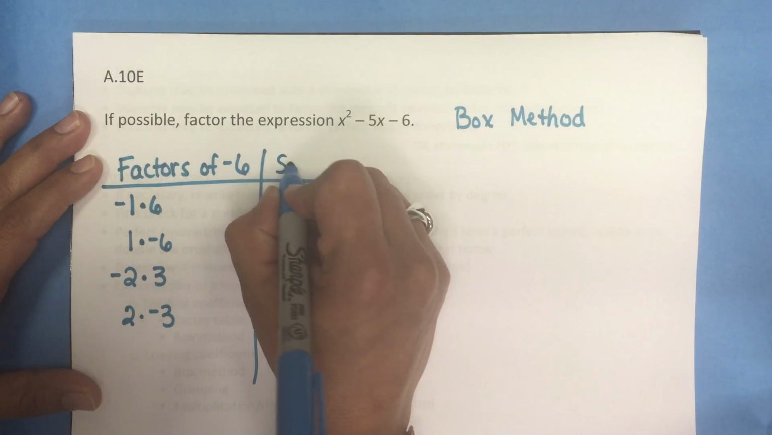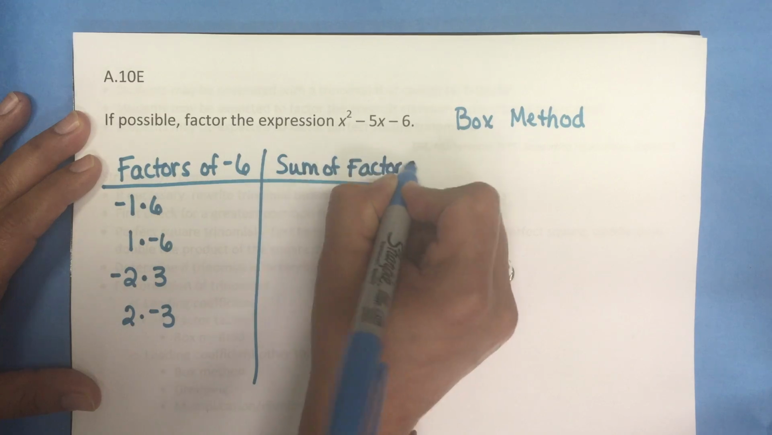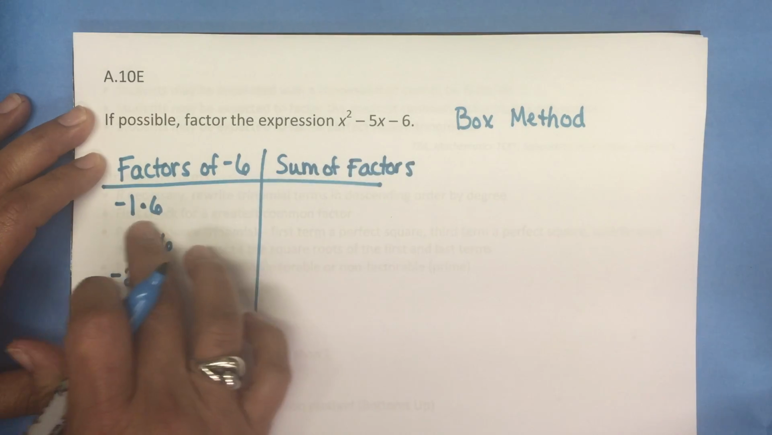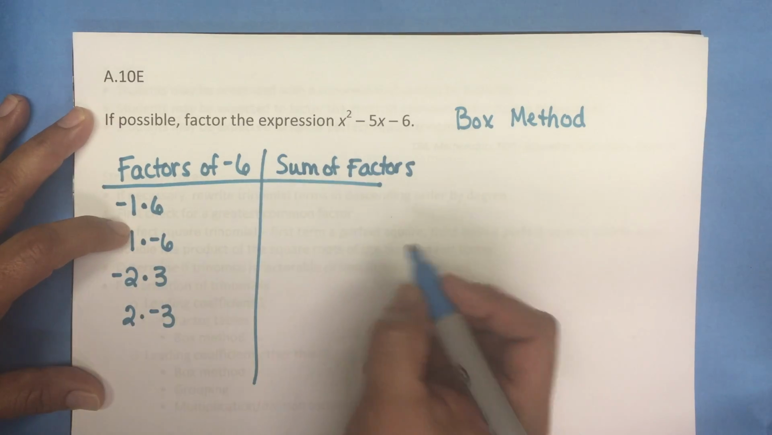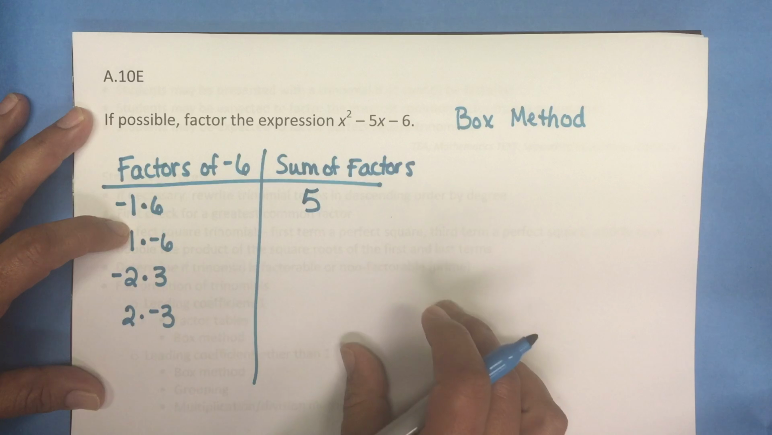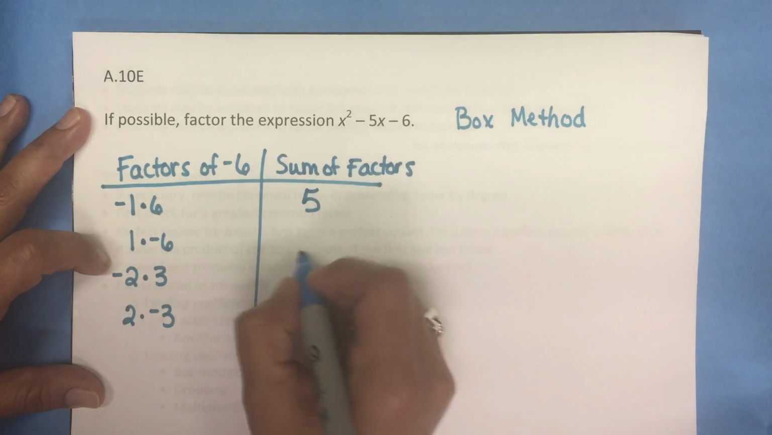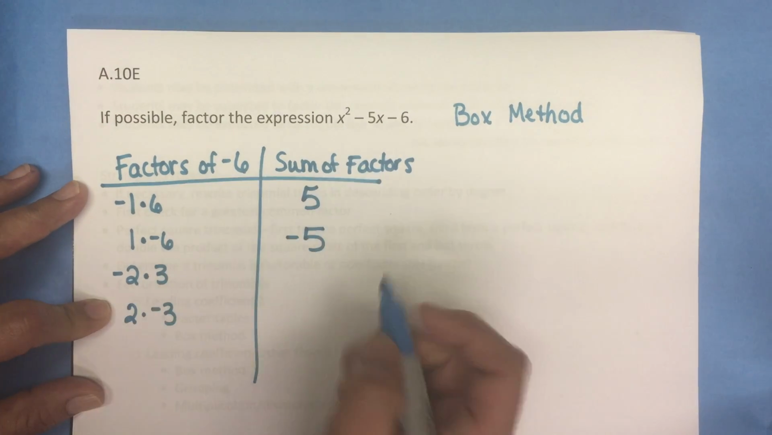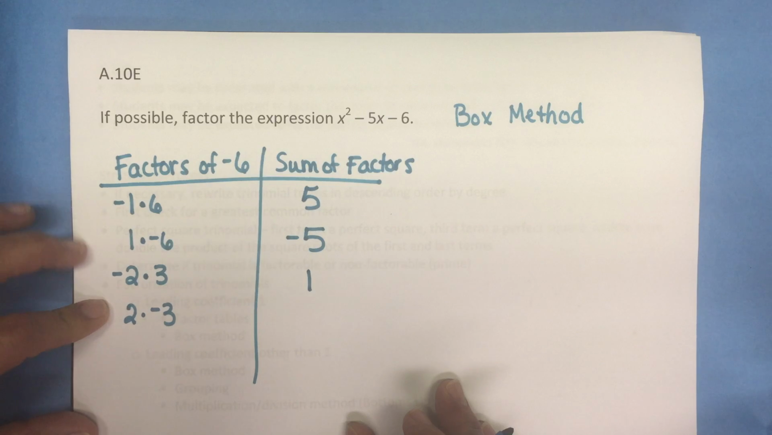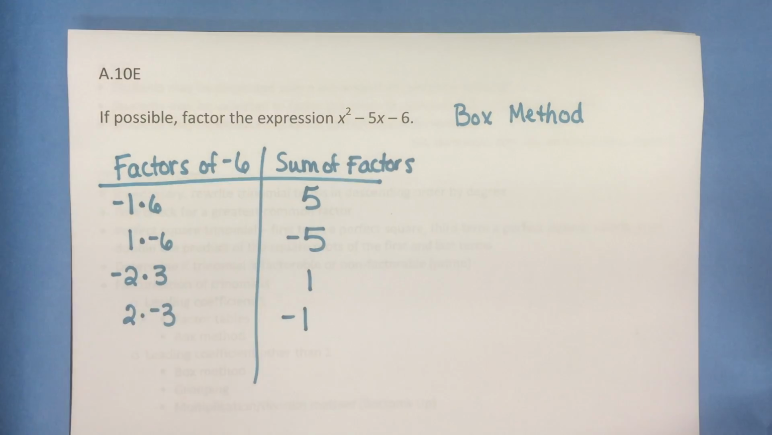What are the sums of each of those factors? We're going to list that in the other column of our table. The sum of negative 1 and 6 is positive 5. The sum of positive 1 and negative 6 is negative 5. The sum of negative 2 and positive 3 is 1. And the sum of 2 and negative 3 is negative 1.